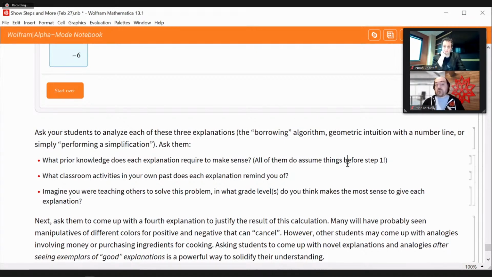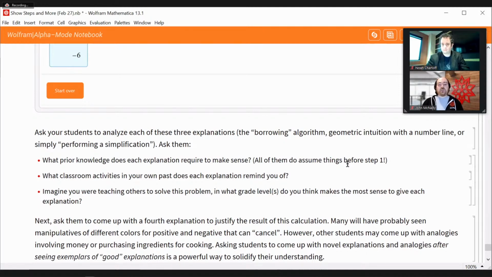And then you can ask your students, what classroom activities from your own past does each of these explanations remind you of? And they're going to have a list of things that they remember doing, right? And this is engaging their prior experience to help them build their internal model of how something works. And then this is what I think is the key to an activity like this: you say, okay, imagine that you were teaching someone else how to do this. So in what grade levels do you think it makes the most sense to give each of these explanations?